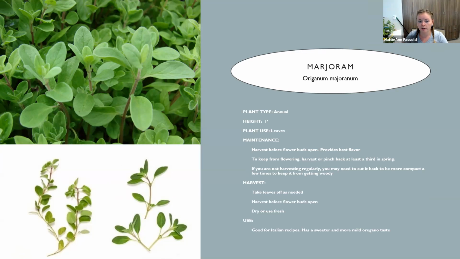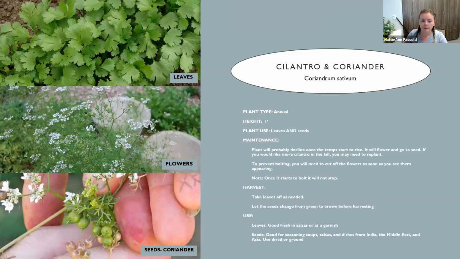If you're not harvesting regularly, you might have to cut it back to make it a little bit more compact and to keep it from turning woody. Good dried or used fresh, good for Italian recipes. It's a little bit sweeter and more mild than oregano. So next is cilantro. And this is what I'm excited to try because I do want to see if I like it better if it's fresh.